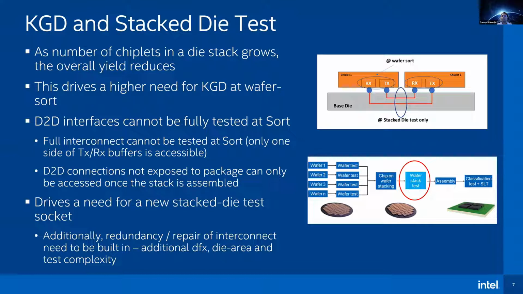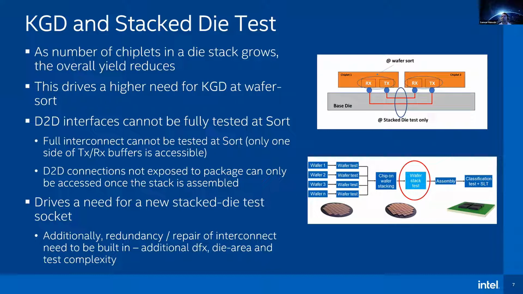As these die keep growing, as the number of chiplets in the die stack grows, yield reduces. Even if we're at 99% yield for each chiplet, the overall package yield would be quite low. This is a direct impact to our product cost, and this then drives a much higher need for a well-established wafer sort condition. You want to drive your yields higher and higher at the chiplet level, so that your package yield loss, final test yield loss, system level yield loss, SLT yield loss is reduced.